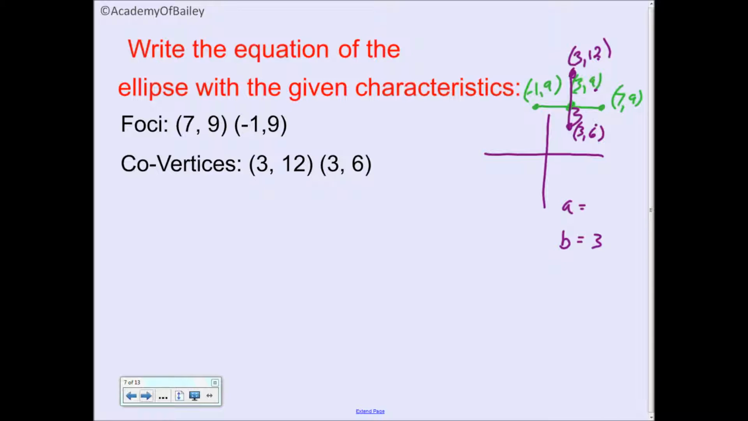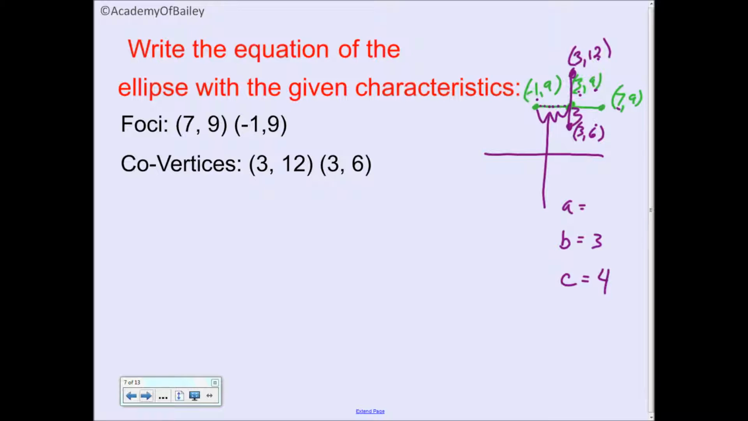Now, A goes from the center to the vertex. The foci is not letter A. But if you do remember, the foci is going to be C. So what is the distance from the center to the foci? Well, I believe if we are at 3 and we go to -1, that's 4. And if we are at 3 and we go to 7, that's also 4. So C is going to be 4.